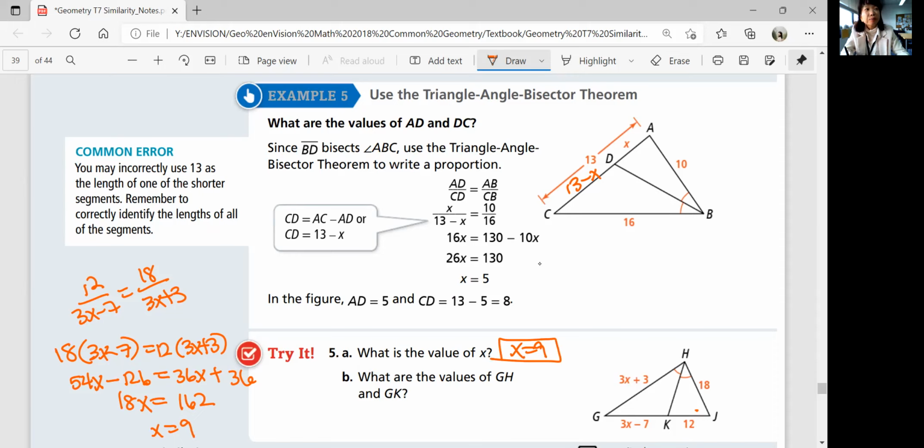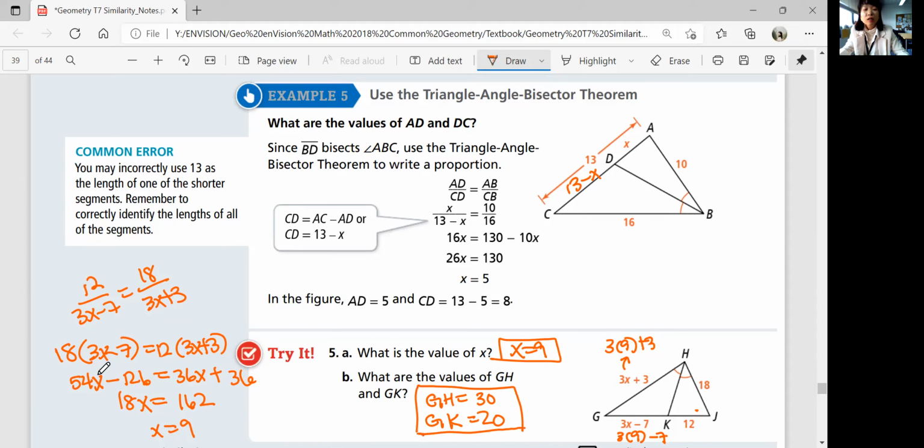What about part B? What are the values of GH and GK, your expressions here? Now that you know x, simply substitute your values in. 3 times 9 plus 3 is going to be GH. So GH is 27 plus 3, that's 30. And GK is 3 times 9 minus 7. That's 27 minus 7, which is 20. There you go.